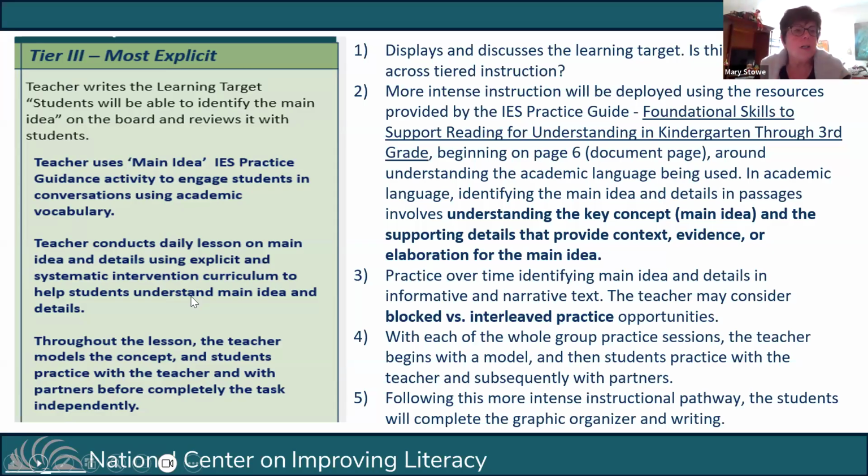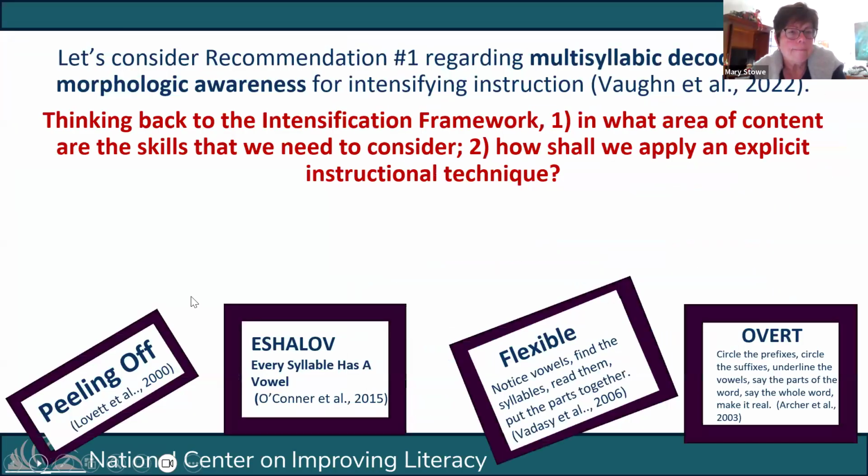And then some of the students at this level maybe need more intense instruction around writing. And so they may even need another sort of intense intervention in regard to being able to write complete sentences and including those in a paragraph. So you can see across the tiers how we have increased the intensity and targeted the skills that students might need more support with.